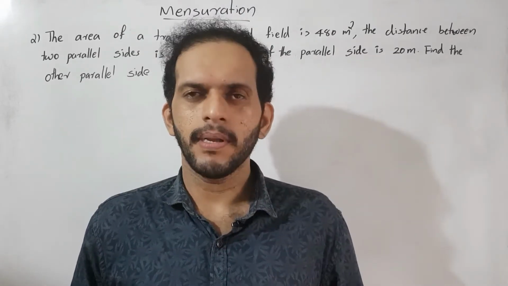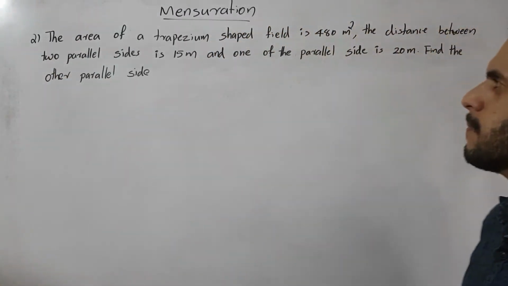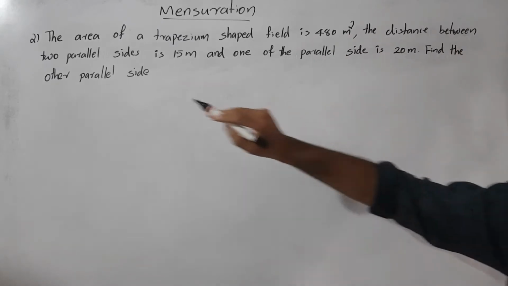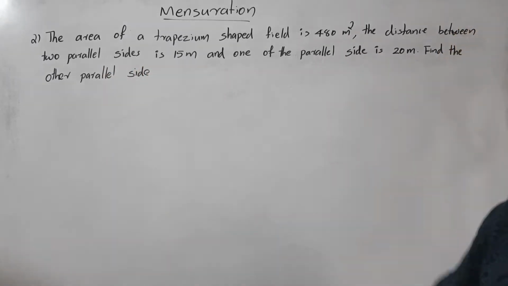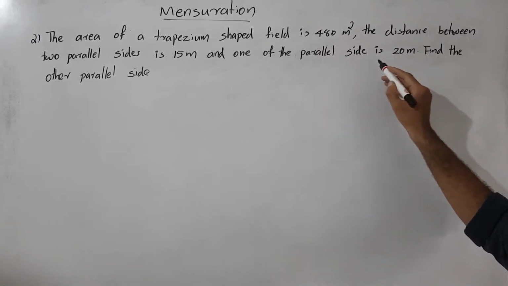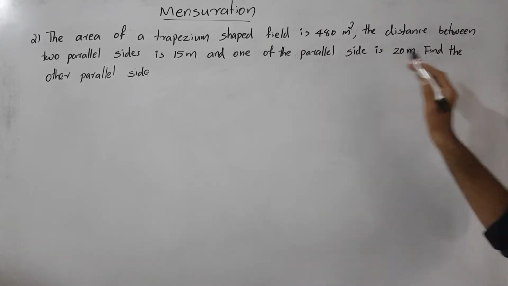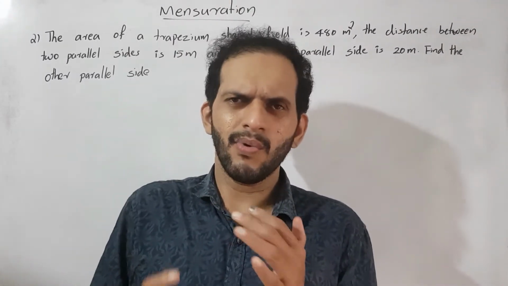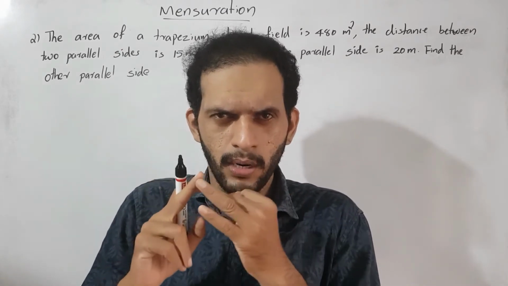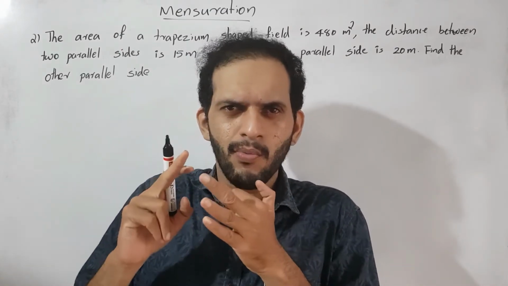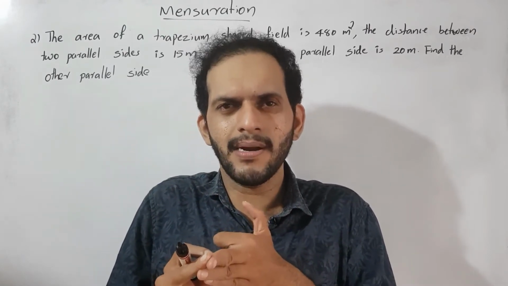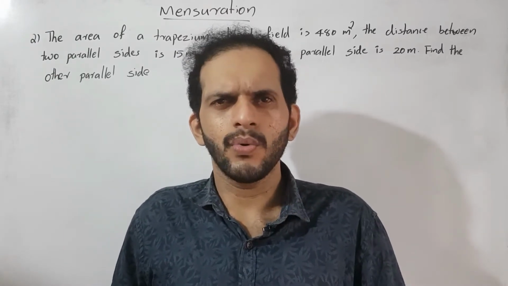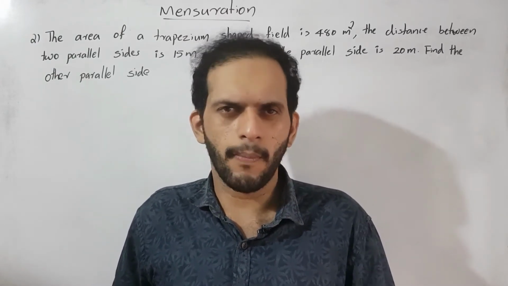Okay. The next example: the area of a trapezium shaped field is 480 square meter. The distance between the two parallel sides is 15 meter and one of the parallel sides is 20 meter. Find the other parallel side. Here it is very clear what is given: the area, one parallel side, and the distance between the two parallel sides, and the question asks to find the other parallel side. So this is another application of the area of a trapezium.